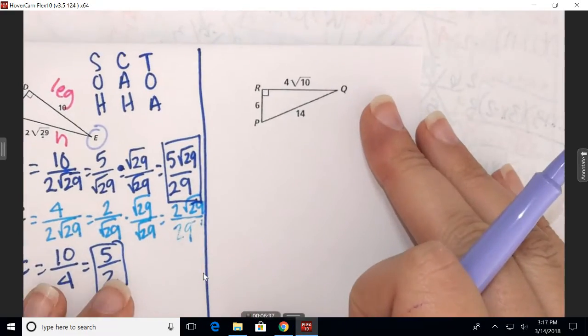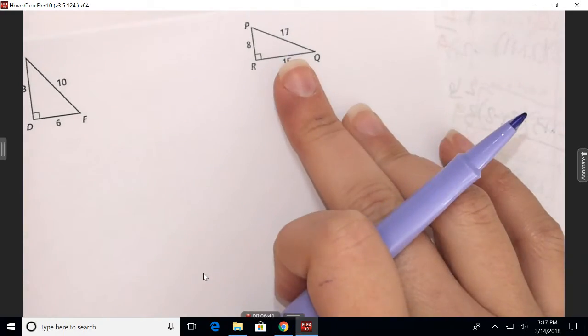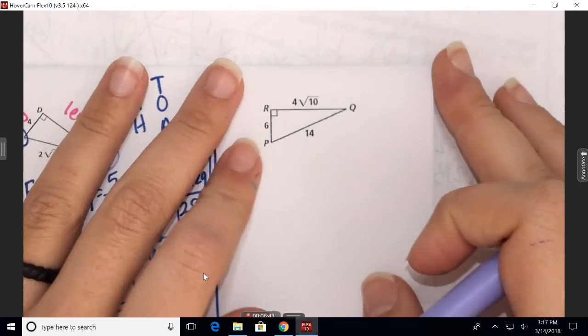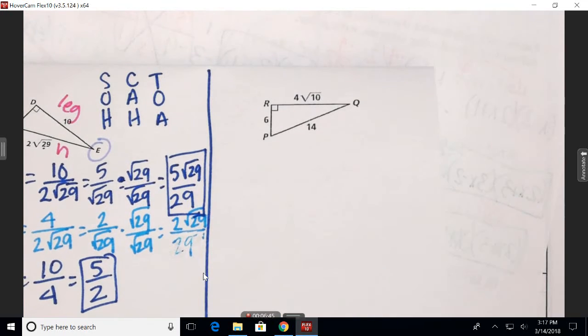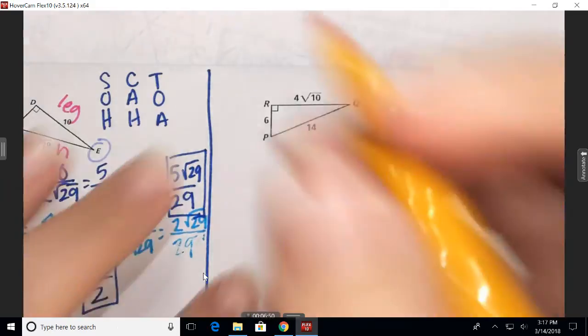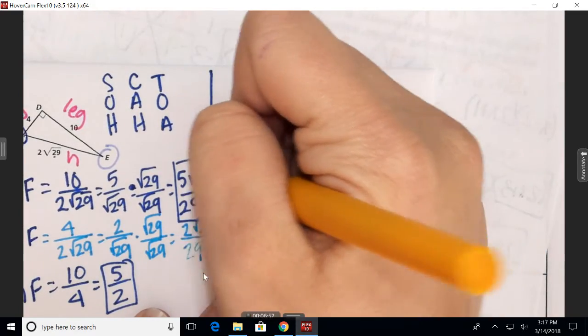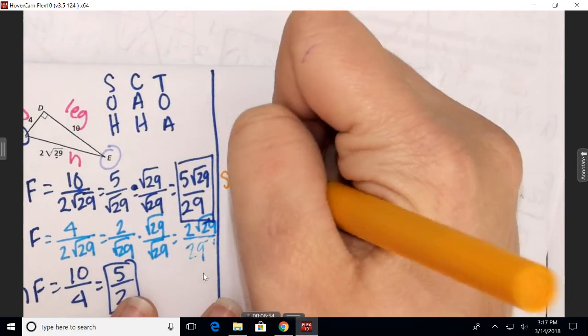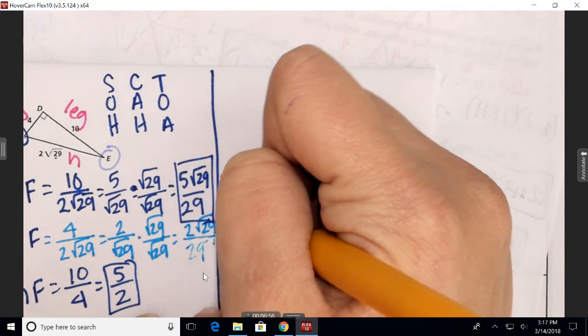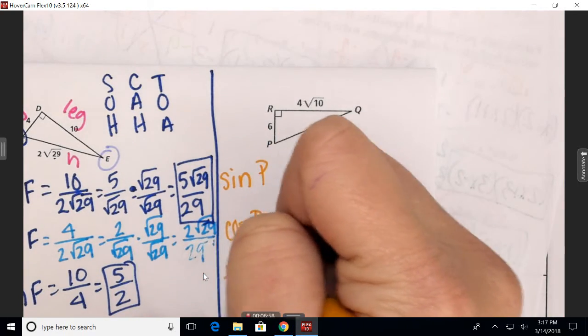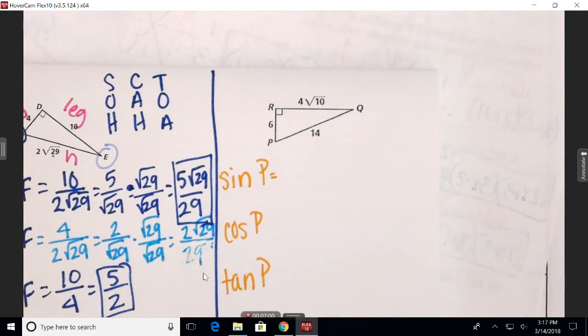Alright, now I'm going to work out this one. We're going to do one more like this, and then we're going to do one that doesn't have a radical in it. Probably this one right here. Alright, so I'm going to do the sine of P, the cosine of P, and the tangent of P. And then we're going to do the same thing for Q.